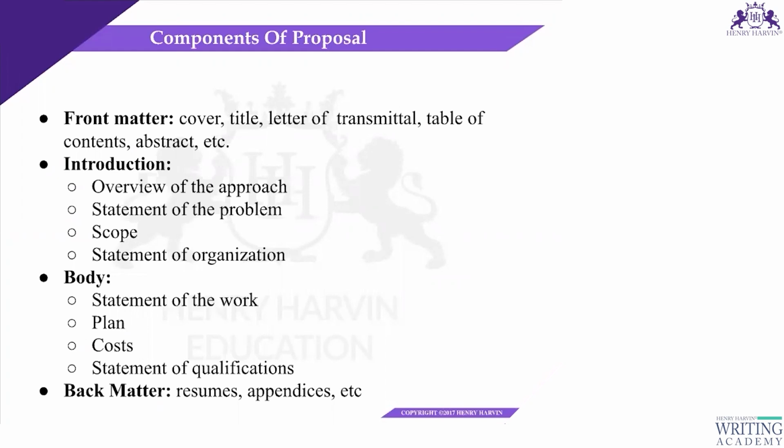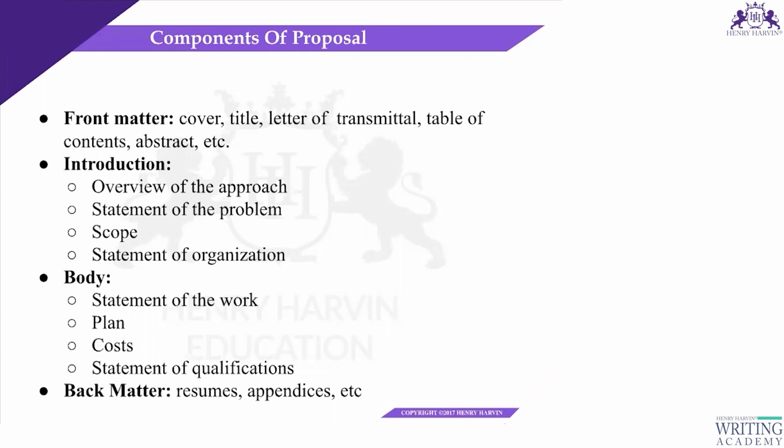So components of a proposal. So front matter will have the cover, the title, the letter of transmittal, then a table of contents, the abstract, etc. Then you have your introduction, the overview of the approach, the statement of the problem. Overviews like, just overall understanding very briefly of what the whole topic is about. So that is your overview.